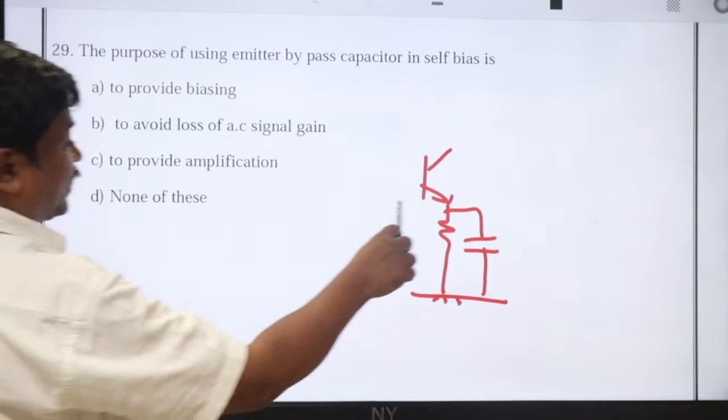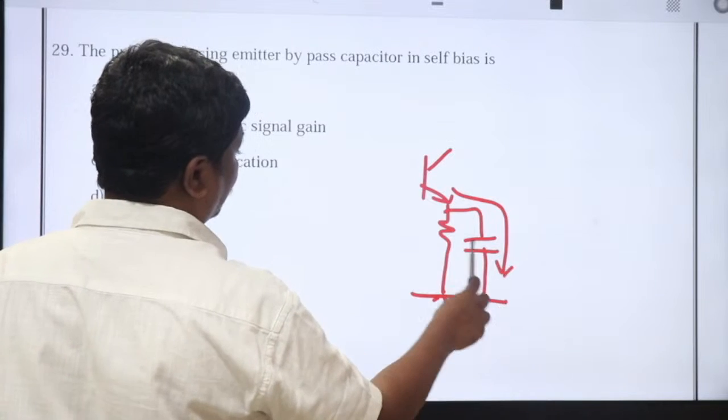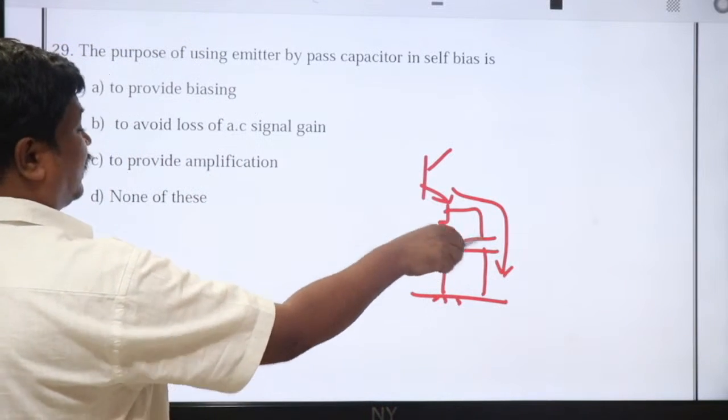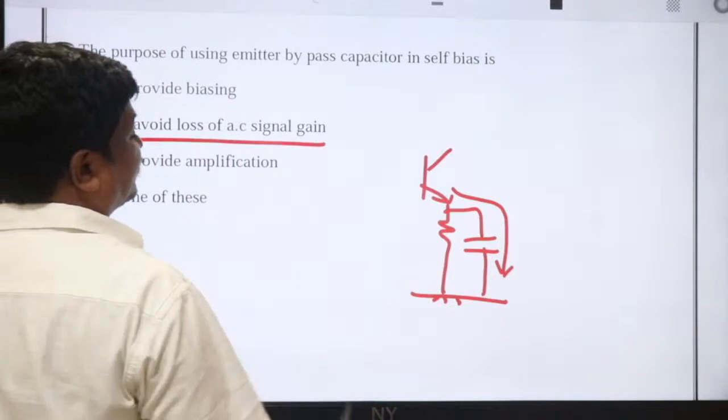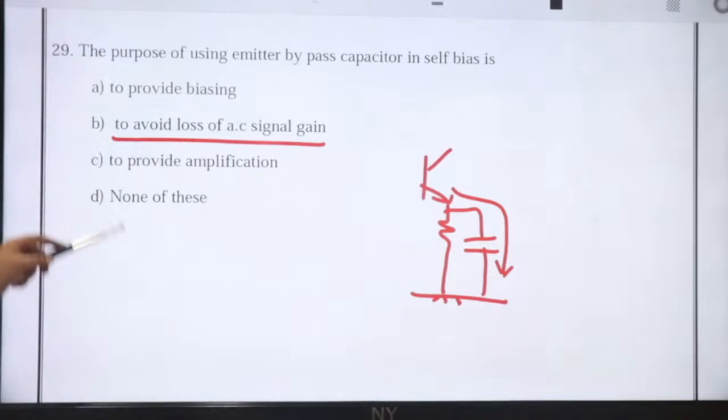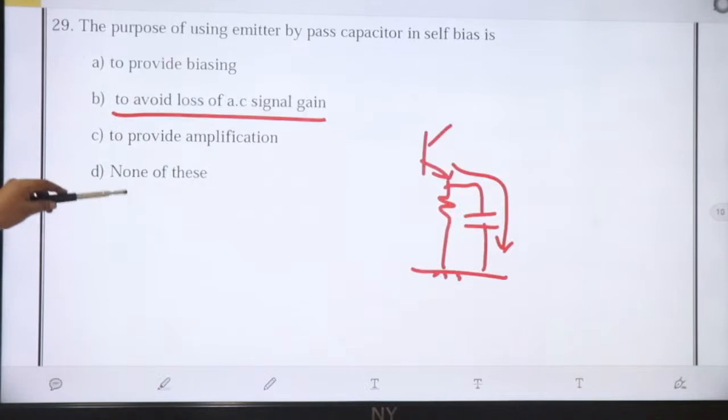So it will bypass the AC signal like this. AC cannot pass through the emitter resistor, to avoid the loss of AC signal. That is the answer. Next.